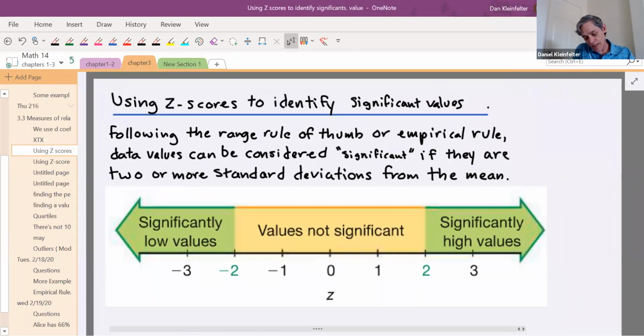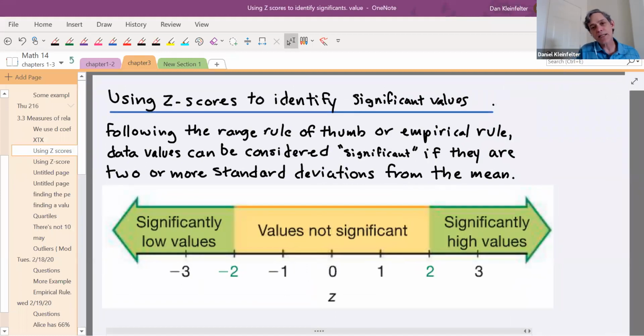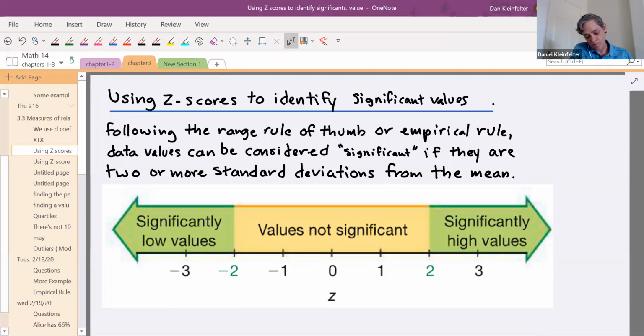All right, so the next part is about using z-scores to identify significant values. We talked about the range rule of thumb before, how you can use approximately 1/4 of the range as a stand-in for the standard deviation. We can use the empirical rule. Data values are considered significant if they are 2 or more standard deviations from the mean.